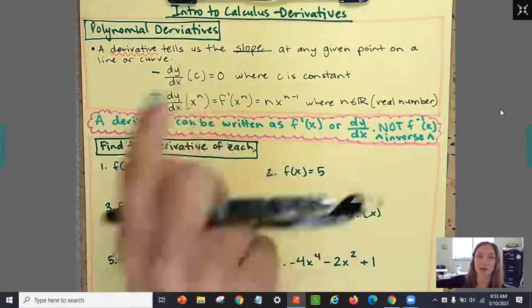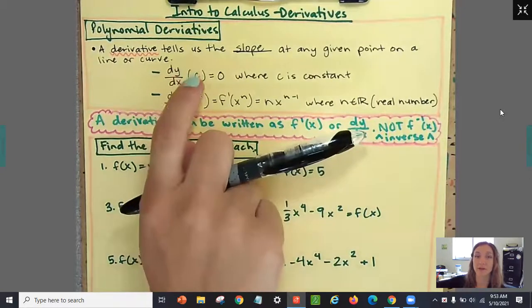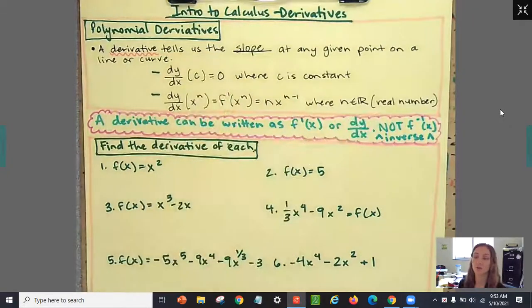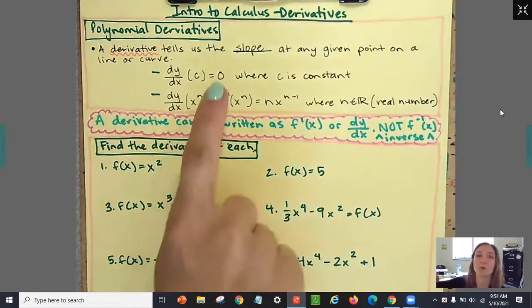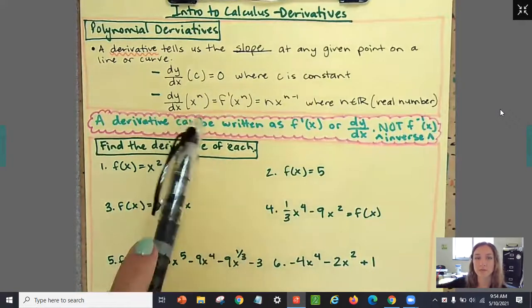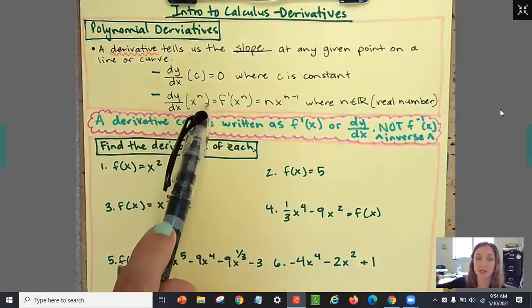So if we're taking the derivative of a constant, so our c is constant, it's just going to be 0. So if I want to take the derivative of 5, if you think about that, 5 is a straight line that goes across, so it's always going to have a slope of 0, which makes sense that the derivative is 0.